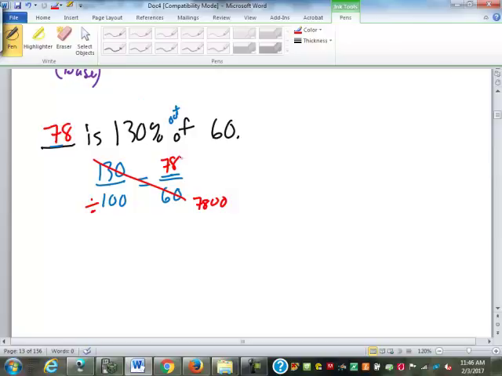You'll notice here the piece that we're focusing on is bigger than the whole amount or bigger than the base amount. That's because our percent is bigger than 100. 100% is one or one whole thing.